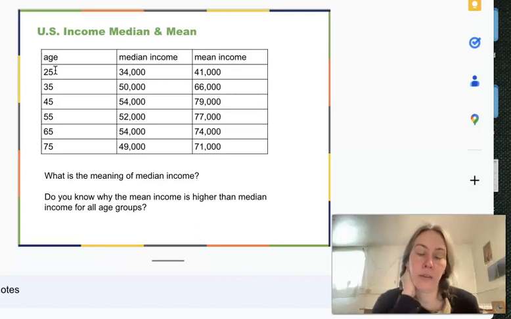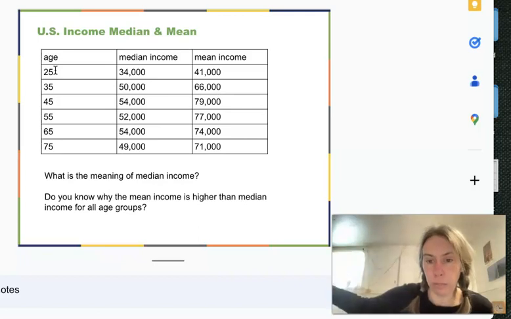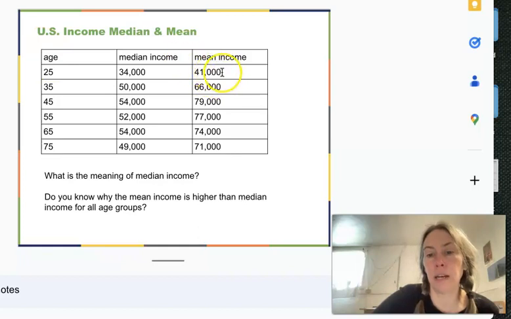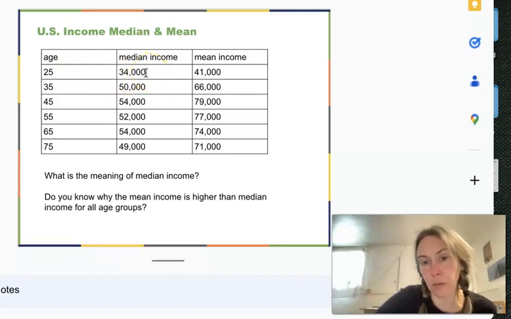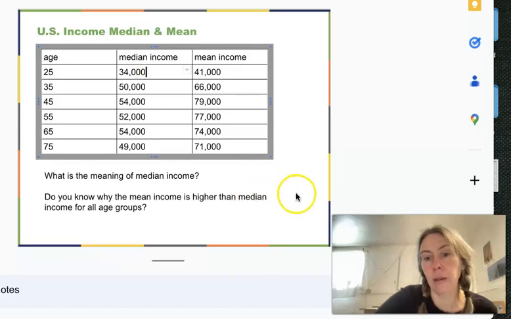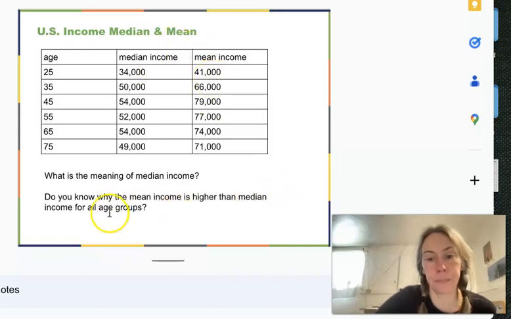So if you have data that's skewed to the right, meaning we have a few older people, or in this case, we have a few people with really high incomes, then that skews the data. It skews the mean to be higher. So there's a few people with higher incomes, and they're making the average look higher. But the median would be lining up all the 25-year-olds from poorest to richest, and then finding the one that's right in the middle. So the middle income is lower than the mean income.